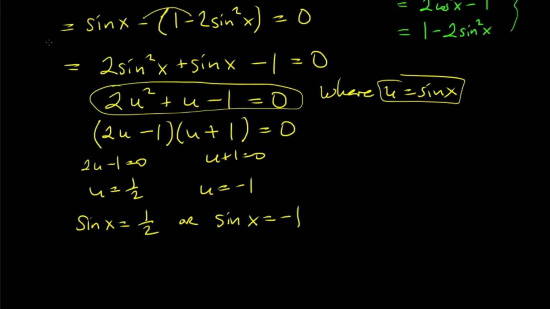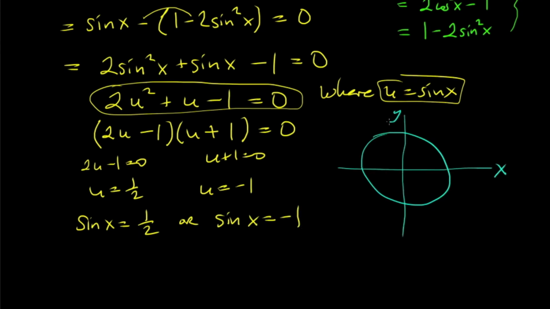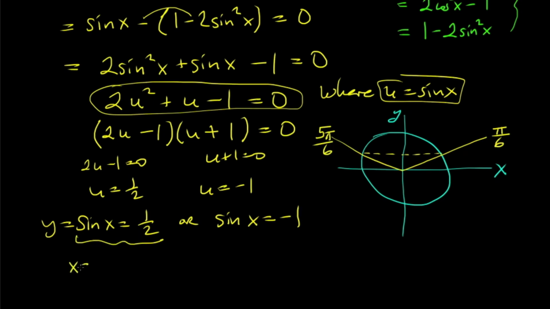So how do we solve those? Just draw your unit circle. Everyone remembers the unit circle, I hope. So 1/2 is, remember, sine is the y-coordinate. Y is sine x, so y is 1/2. So that's about this angle here, or this angle here. So this should be pi over 6, or 5 pi over 6. So this equation on the left, sine x equals 1/2, has two solutions, pi over 6 and 5 pi over 6.